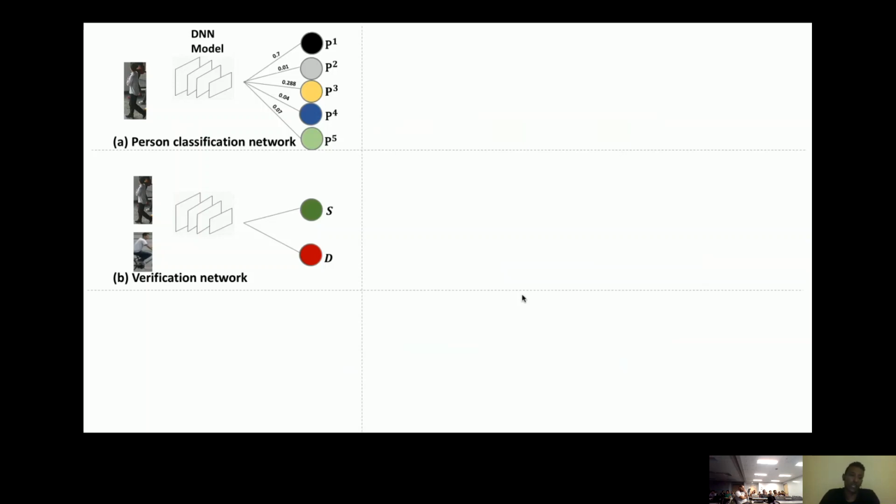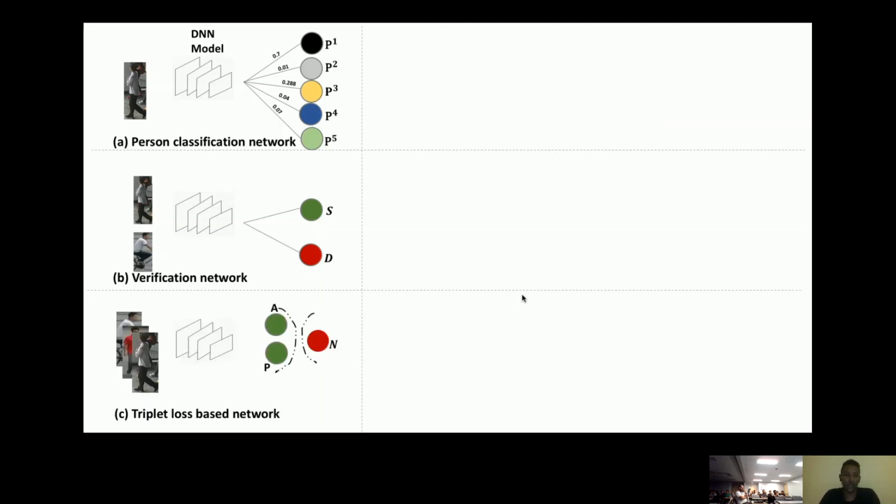This is basically a Siamese network with two heads or two outputs, which are the similarity score and dissimilarity score. You are given a pair of images. The objective here is to maximize the similarity and minimize the dissimilarity if the pair of images are of the same person ID. Or if the pair of images are of different person IDs, you maximize the dissimilarity and minimize the similarity. The third one is the triplet loss-based network.